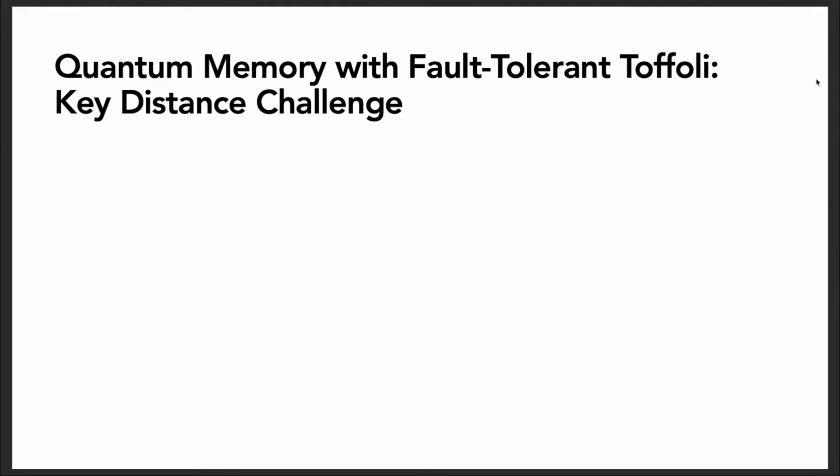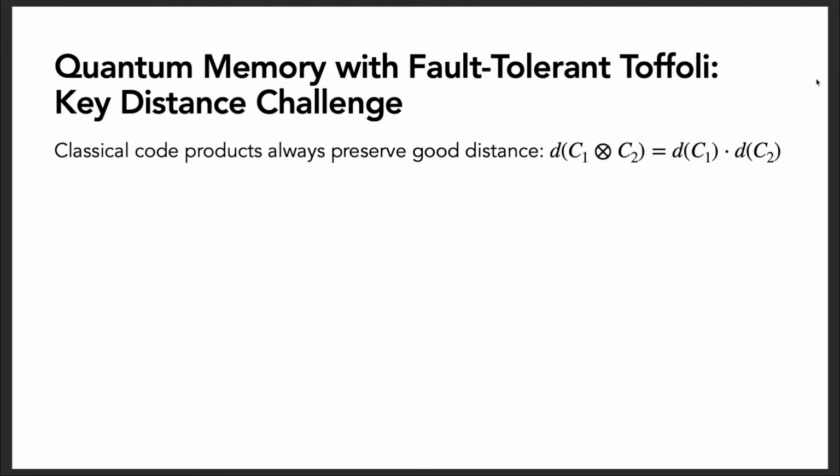So there is one more challenge, which is we still need to actually prove that this code has good distance. So it turns out that the reason the classical memory I described a few slides back automatically has good distance is because we can view these multivariate polynomial evaluation codes as products of univariate polynomial evaluation codes, like products of Reed-Solomon codes, if you're familiar with those. And products of classical codes always have good distance if the underlying classical codes have good distance.